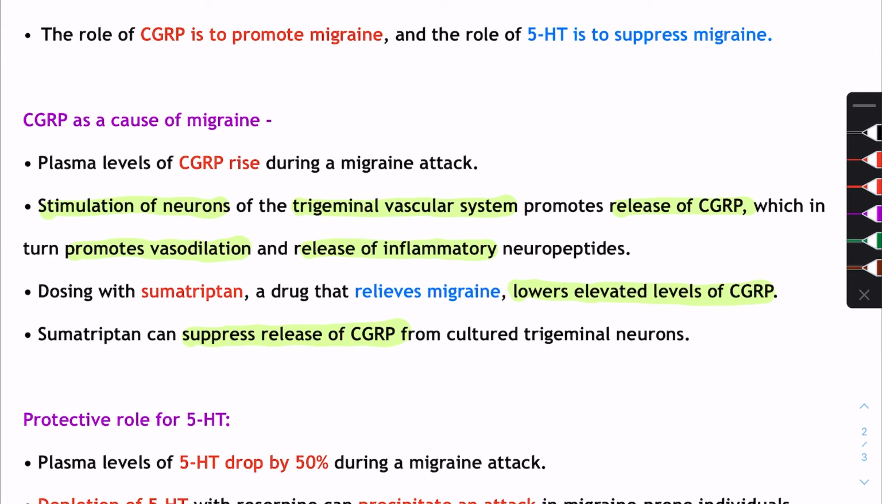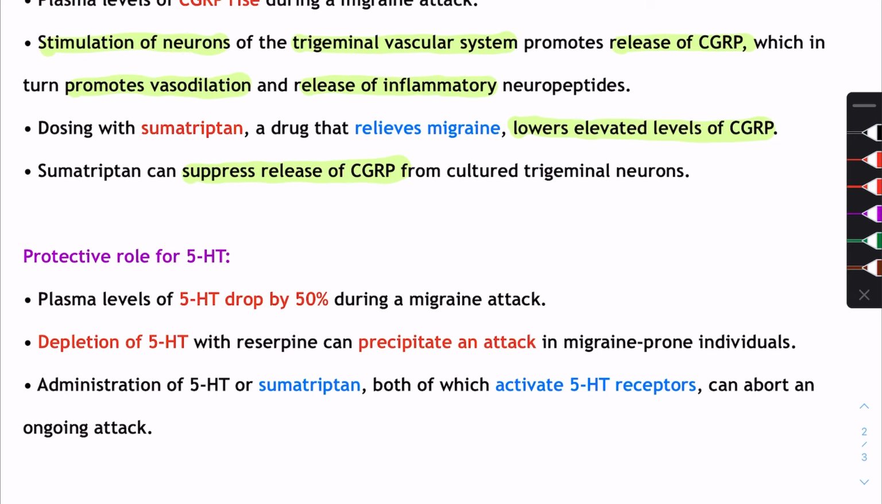Next, moving on to the protective role played by serotonin, that is 5-HT. The plasma levels of 5-HT will drop 50% during migraine attack. Depletion of 5-HT with reserpine can precipitate an attack of migraine in prone individuals. Administration of 5-HT or a specific 5-HT agonist like sumatriptan, or both, will activate the 5-HT receptor, and this will abort the ongoing attack.